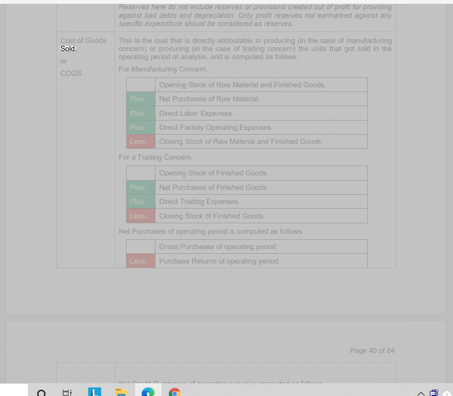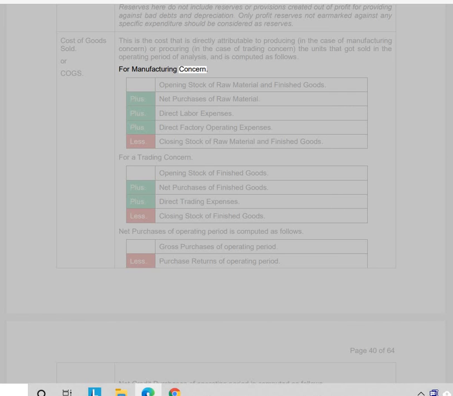Cost of goods sold, or COGS. This is the cost that is directly attributable to producing, in the case of a manufacturing concern, or procuring, in the case of a trading concern, the units that got sold in the operating period of analysis, and is computed as follows.